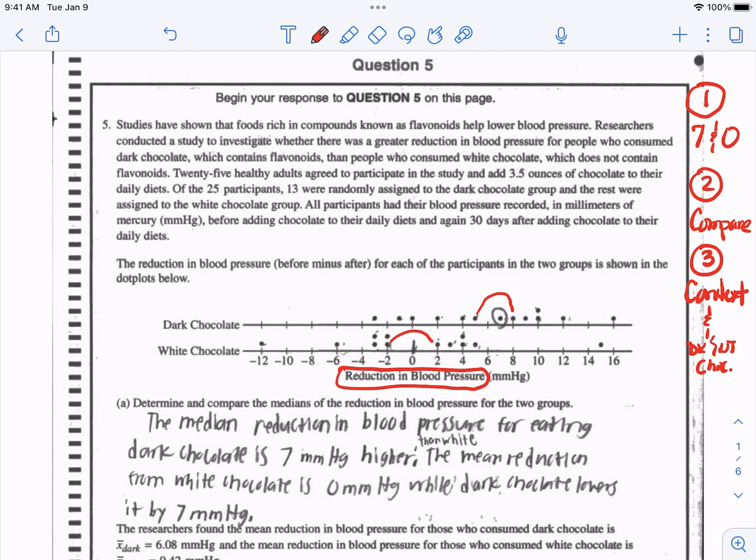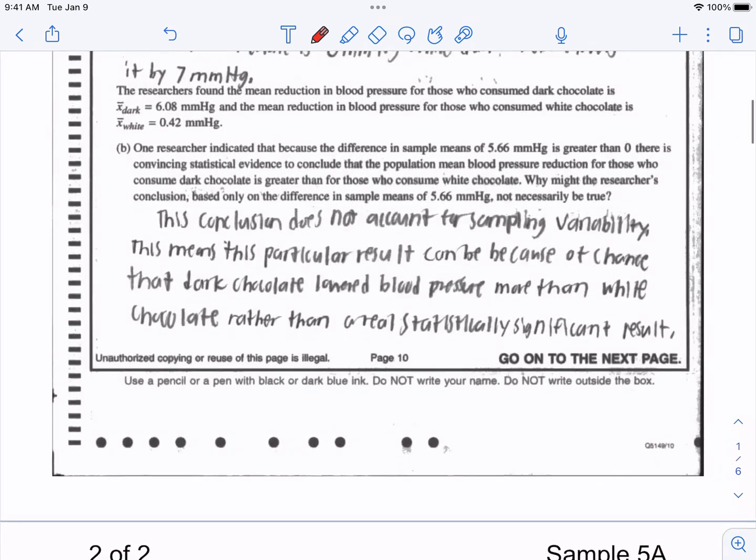So for part A, students have to have all 3 of these to get full credit. If they had 2 of those, they would get a partially correct. And if they only had 1 of those 3, that would be an incorrect response. Moving on to part B.